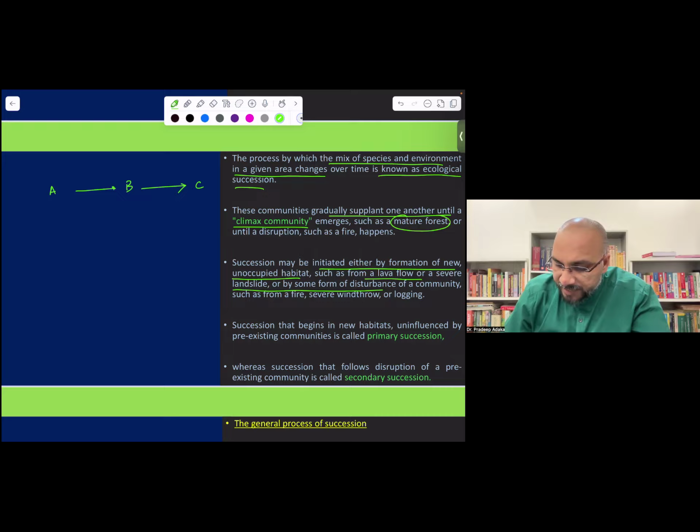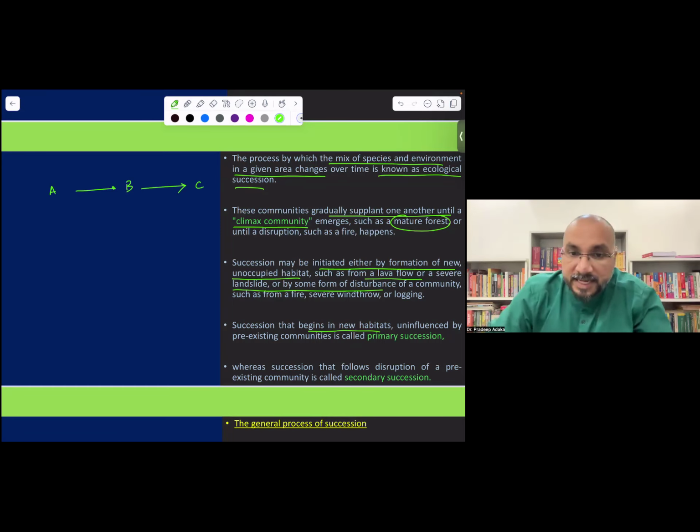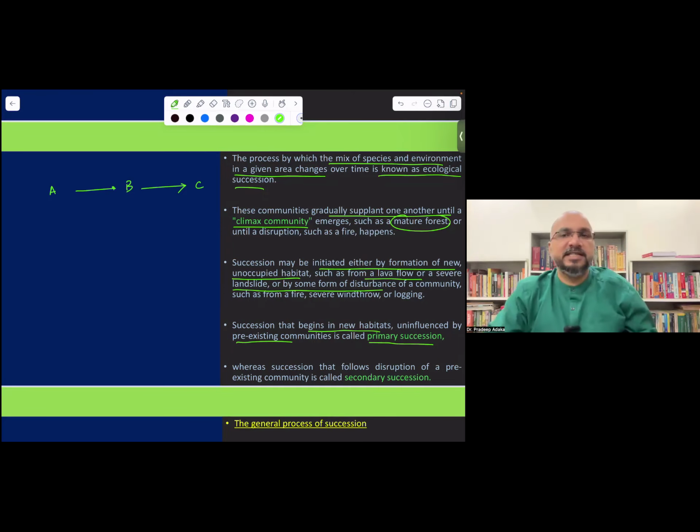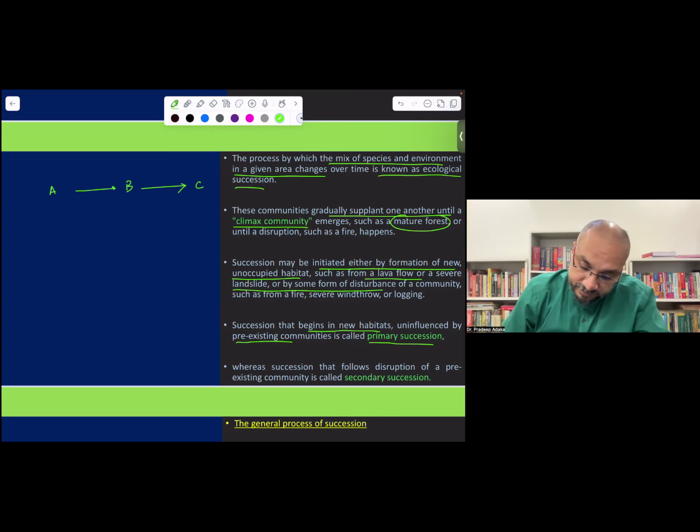Succession that begins in new habitats, like bare rock, where there is no soil to start from, so just a rock. If it is starting there, from the beginning, then it is called primary succession. There are no pre-existing communities there, only a rock. Nothing can survive on the bare rock. There are no nutrients, there is no soil. So if there is no pre-existing community, just a bare rock which will undergo weathering and slowly the soil will form, if it happens from that particular stage, then it is called primary succession.